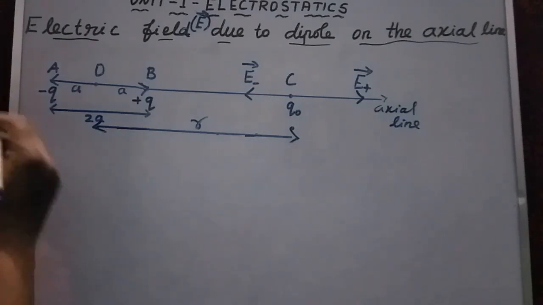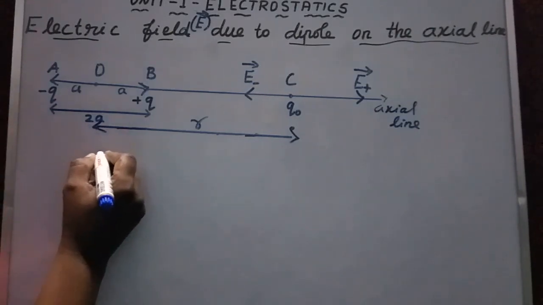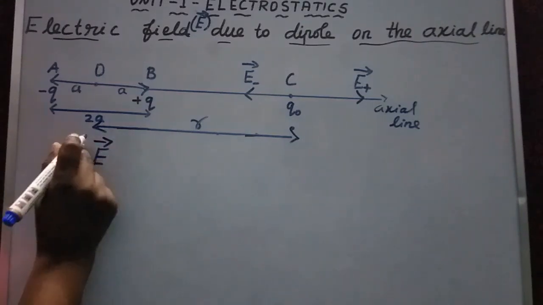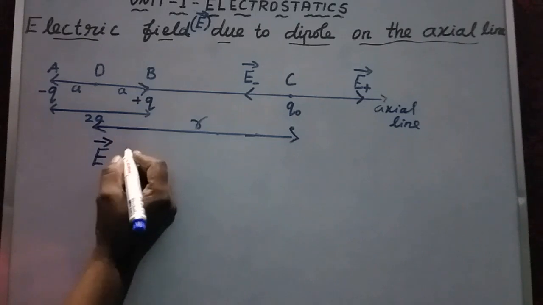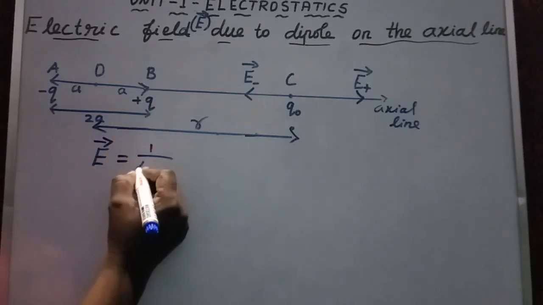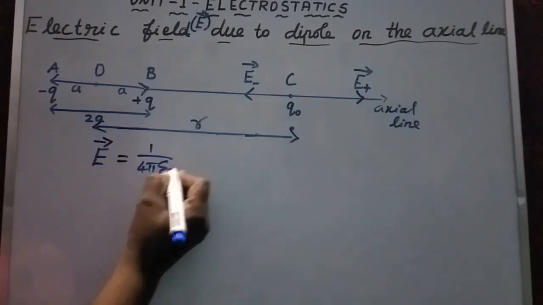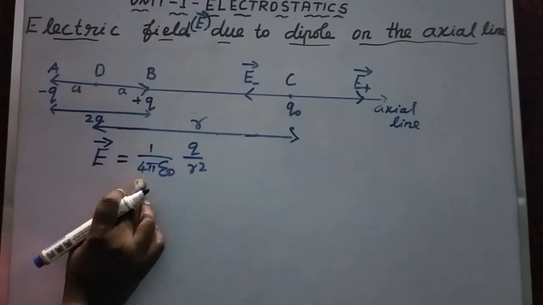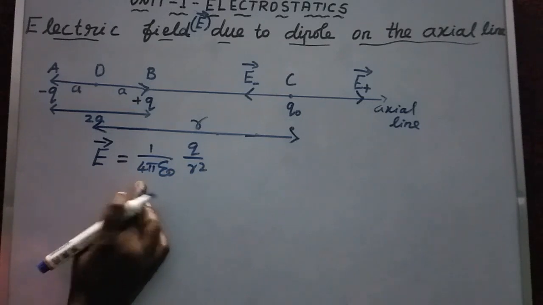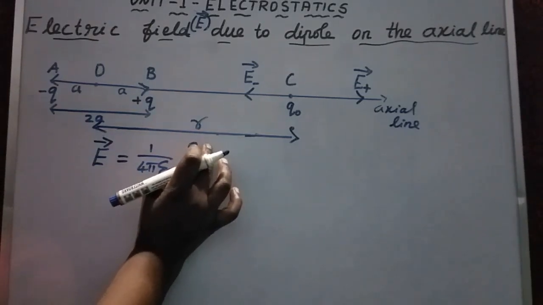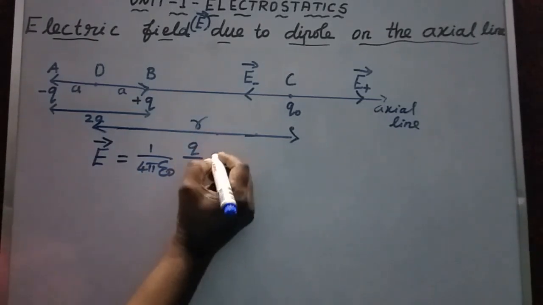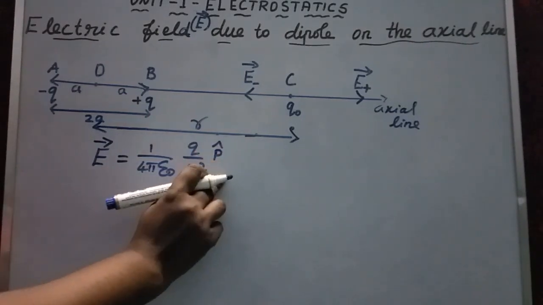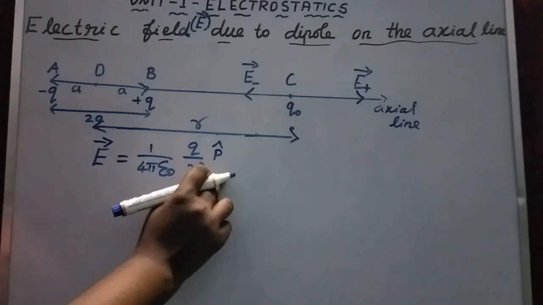Now we are moving into the derivation part. E is the electric field. It is a vector quantity equal to 1 by 4 pi epsilon 0 times Q by r square. Here 1 by 4 pi epsilon 0 is a constant, Q is the charge, r is the distance, and p cap. Here p cap is the dipole moment unit vector.